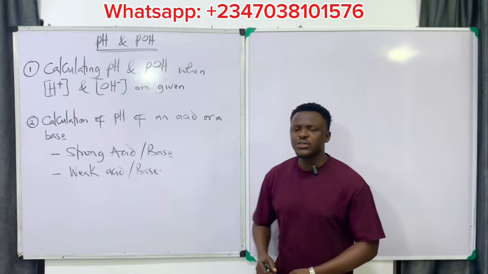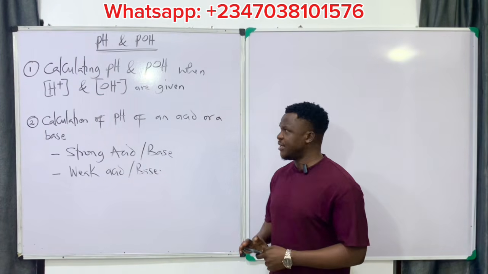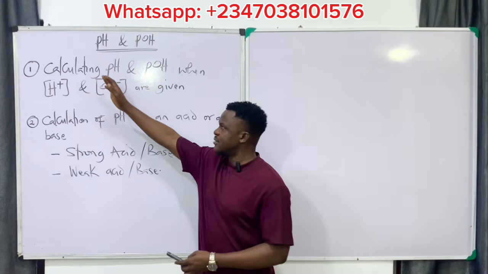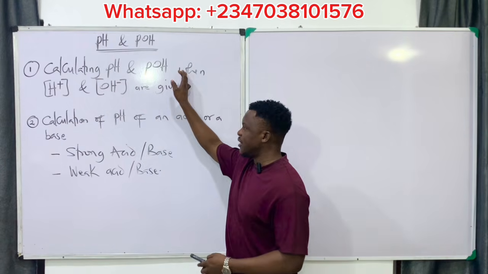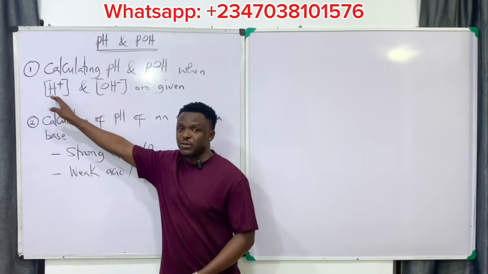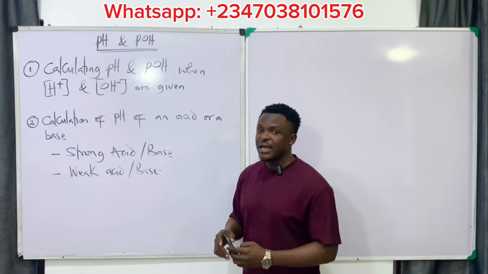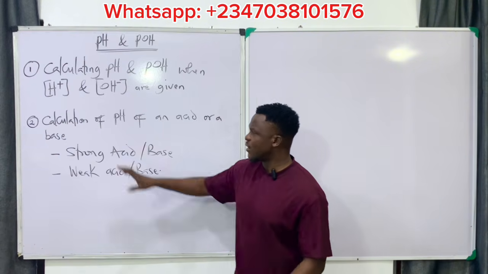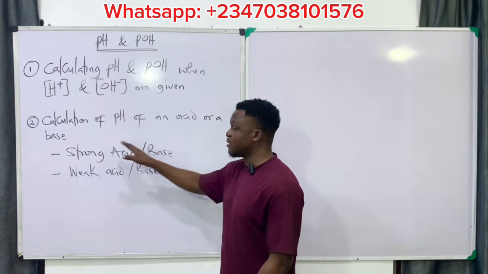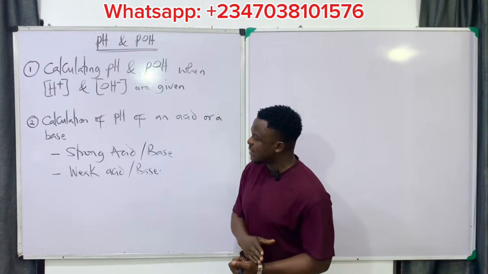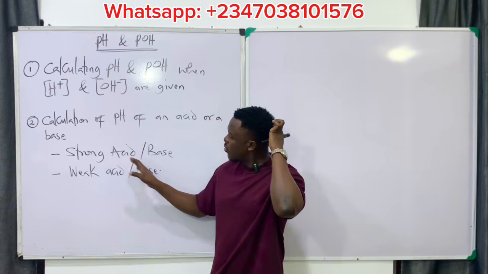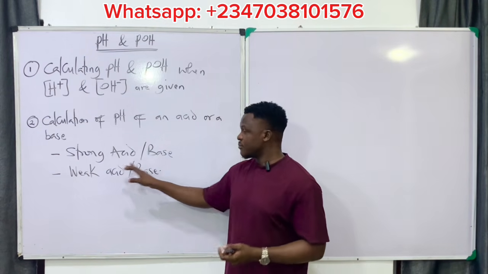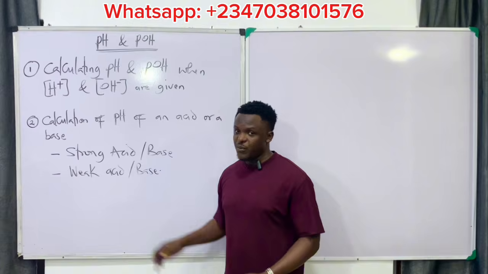In today's class, we want to talk about the calculations under pH. Now the first one is calculating pH and pOH when the concentrations of H plus and OH minus are given. The next one is calculation of the pH of an acid or that of a base. Now an acid can either be a strong acid or a weak acid, and a base can be a strong base or a weak base.